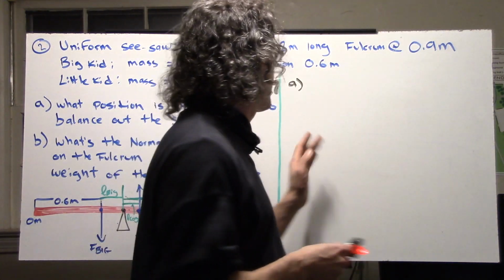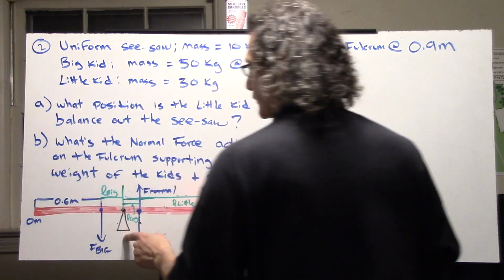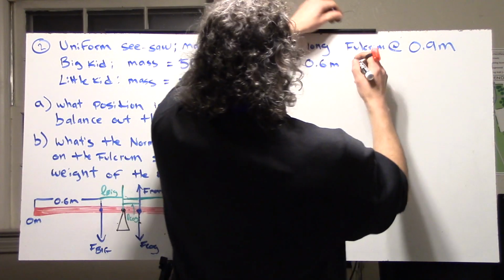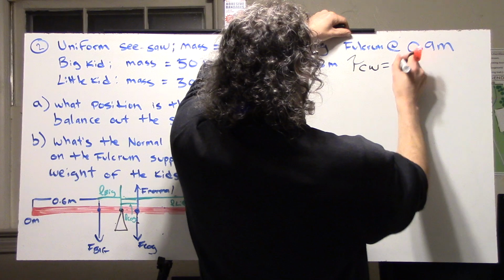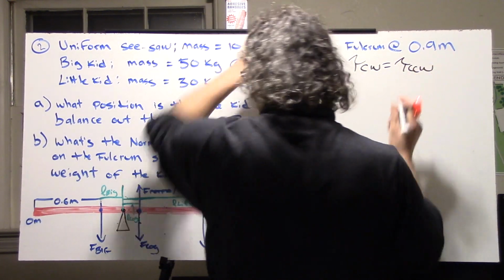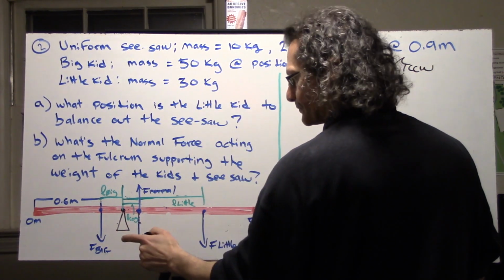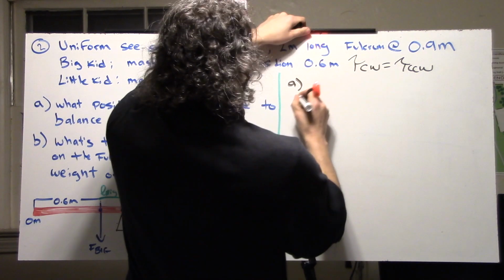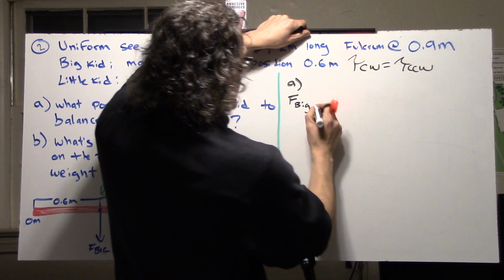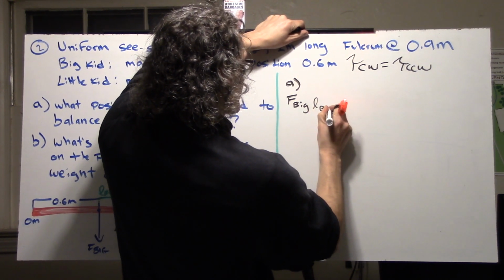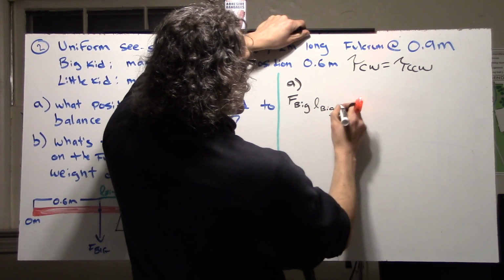Part A. Well, we have a similar equation from before. Still, our torques clockwise equal torques counterclockwise. All right, let's start with the counterclockwise over here. We have force big. This looks the same. So we have force big times lever arm big, creating that counterclockwise torque.